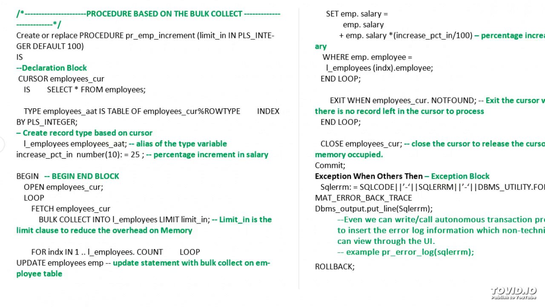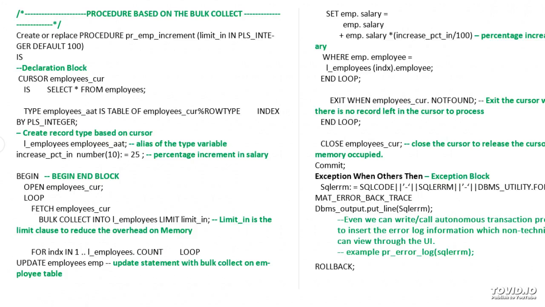and I am creating a record type of that cursor, giving an alias name also, and then I am declaring one variable, increase_in, where I am giving 25% or 25. I am having something called the begin and end block, where we write the actual program.